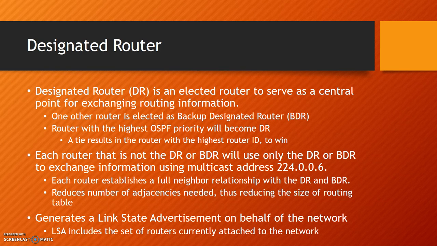OSPF uses 2 multicast addresses. 224.0.0.6 is send to designated routers and backup designated routers only, and 224.0.0.5 is the address to send to any OSPF router. Each router establishes a full neighbor relationship with the DR and BDR, and the whole point of this is to reduce the number of adjacencies needed, thus reducing the size of the routing table.